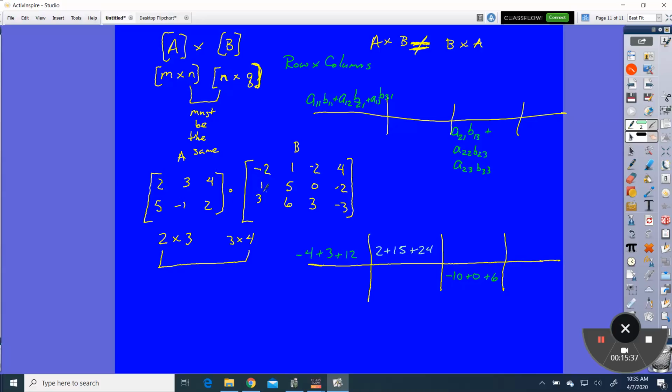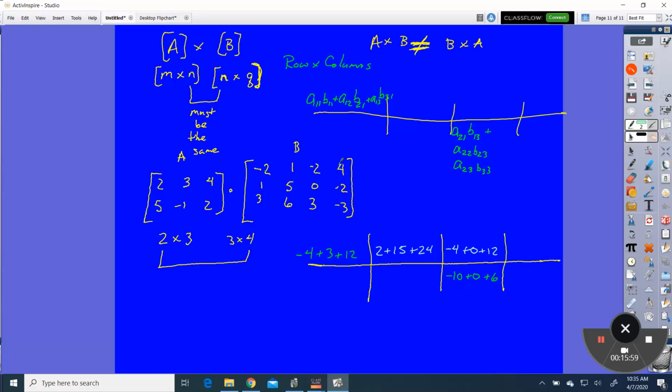Now I do it again with the third row. So first one in the row, first one in the column. So 2 times negative 2 is negative 4. Second one in the row, 3 times the second one in the column, which is 0. Third one in the row, 4. Third one in the column, which is 3. So 4 times 3 is 12.